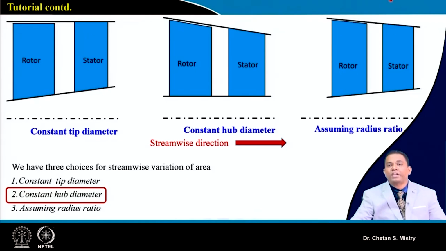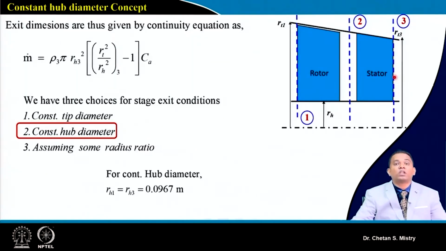There is one more possibility in which we assume some radius ratio, or configure something like a constant mean diameter, and then the passage will be a converging passage like this. Today we will discuss in detail the design using the constant hub diameter configuration. To move with this configuration, the very first thing we need to find is the diameter ratio.